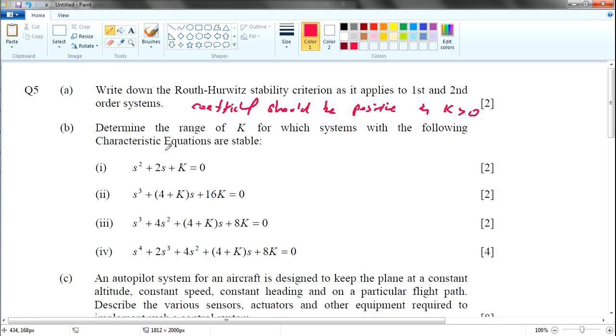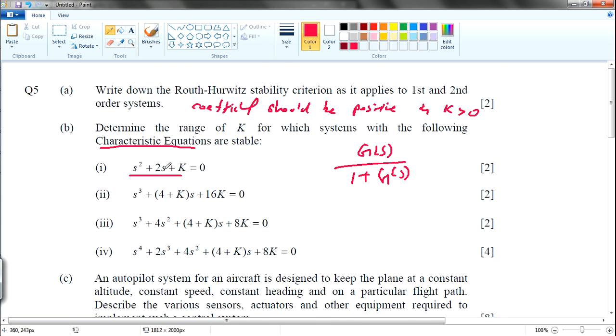So let's tackle this question. If you have s squared plus 2s plus k equals 0, what are you going to do? You are given already the characteristic equation. What does this mean? This means that they have already skipped the steps for you. They already did this, and eventually you get this as the denominator.